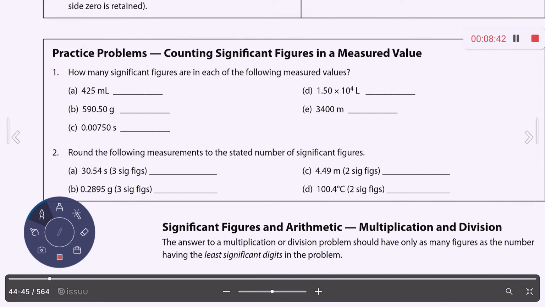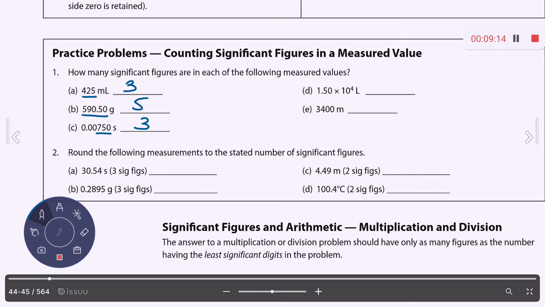For number 1A, how many significant digits do I have? 3, okay. For B, how many do I have? Does the 0 in the middle count? Yes. Does the 0 on the end count? Yes, because I have a decimal. So here I have 5. C, how many sig figs? 3, exactly. Zeros in the front don't count. 0 on the end counts because I have a decimal, okay?